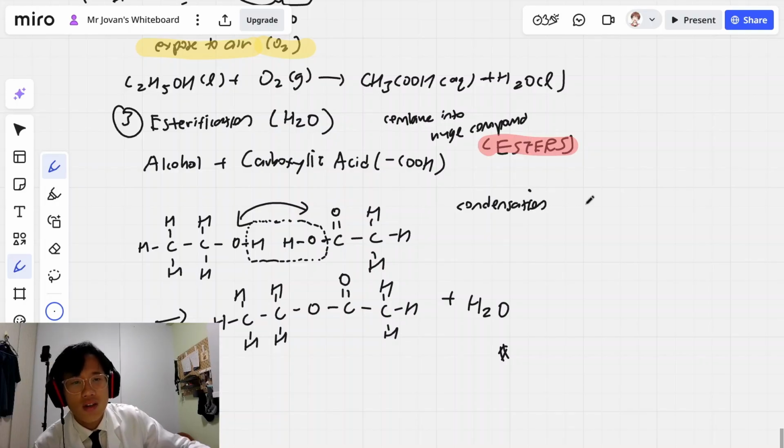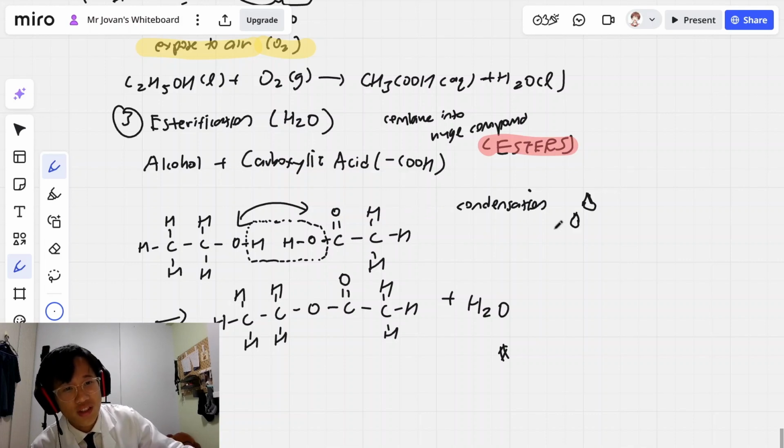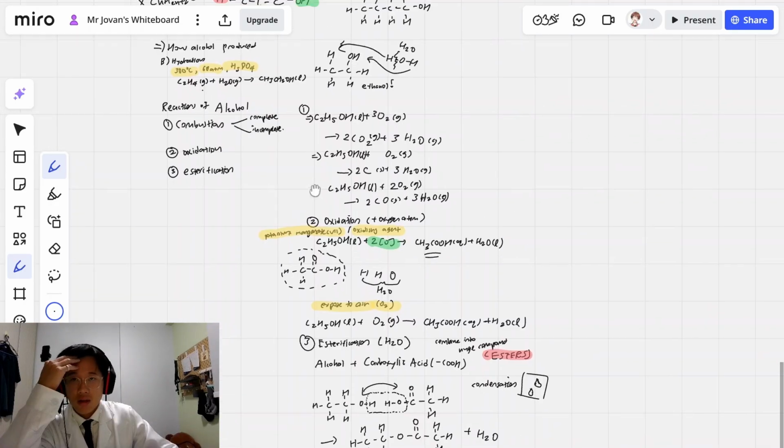Another term for this process of taking out water is condensation. You can imagine how condensation in physics is when water droplets appear on the window because it's too warm. You can think of us taking out the water as condensation, like how our mirrors get water condensation. Just take note, this is one of the interesting ones.